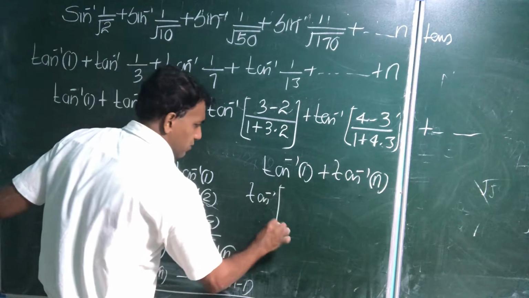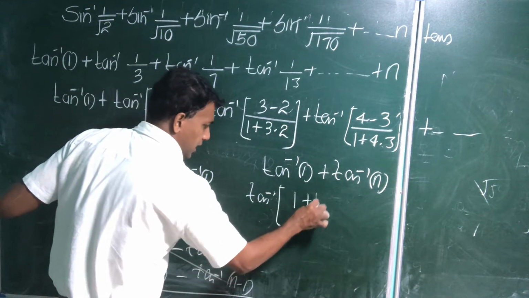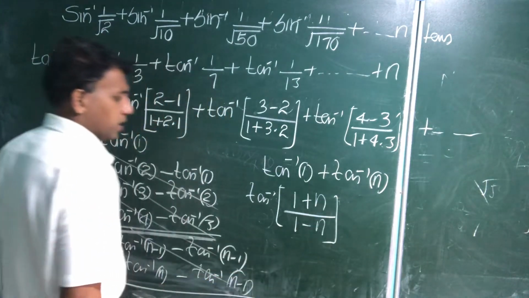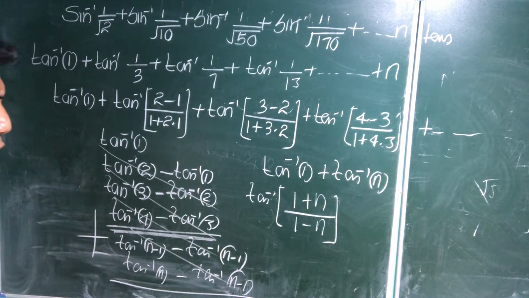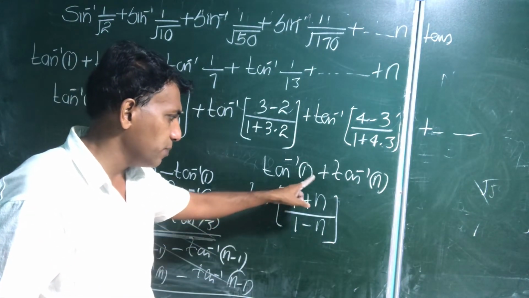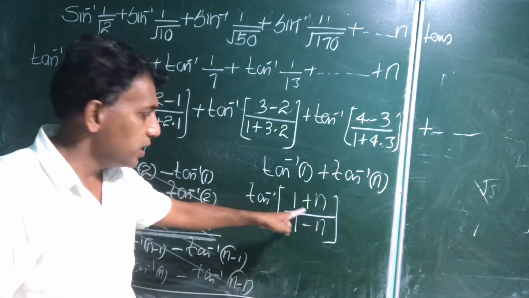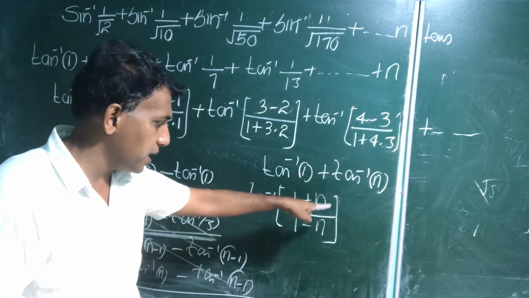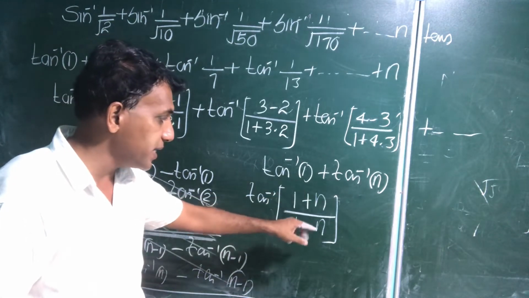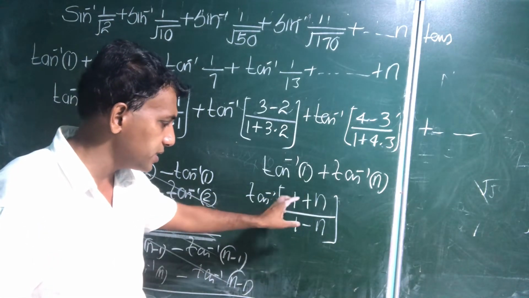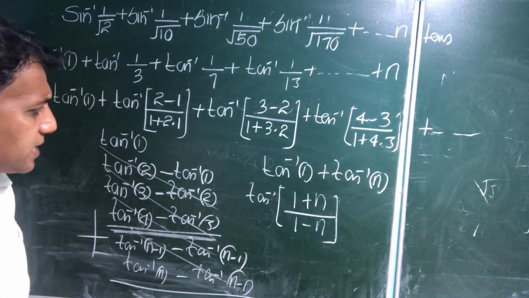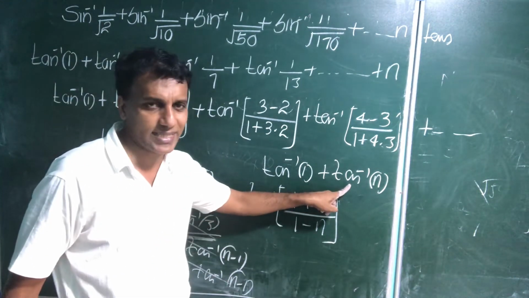Can I take the tan inverse A plus B over 1 minus AB form? Tan inverse of 1 plus n over 1 minus n. Okay, tan inverse 1 plus tan inverse n equals tan inverse of A plus B over 1 minus AB, which is the answer. A small part is wrong, the answer given is not clear. Otherwise, pi by 4 plus this.